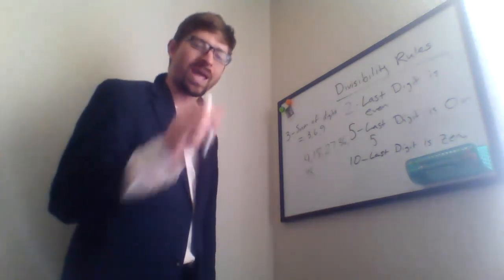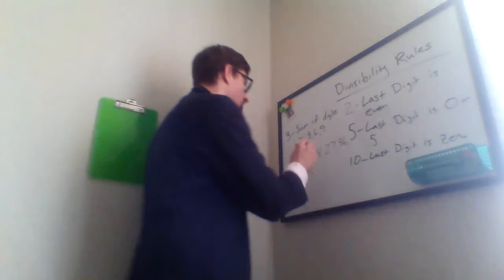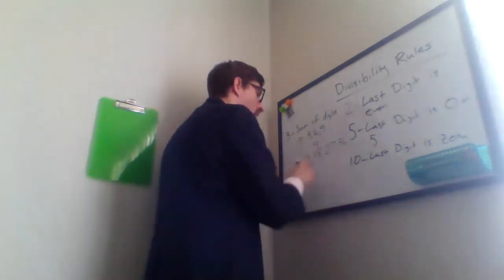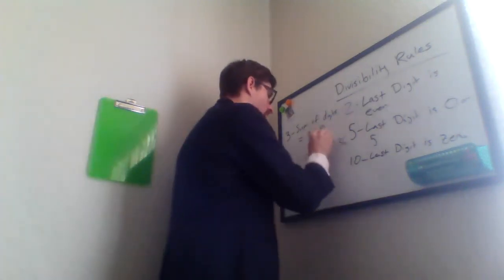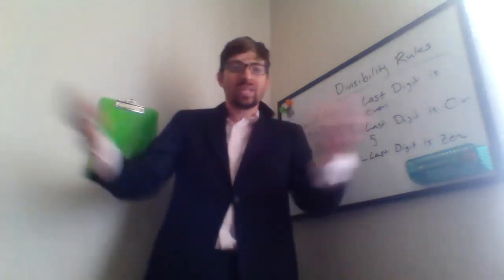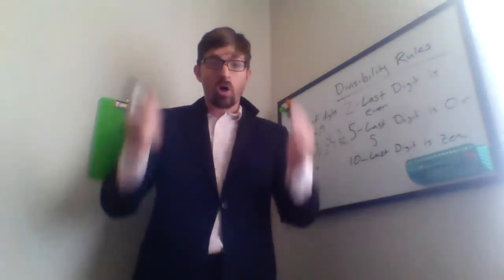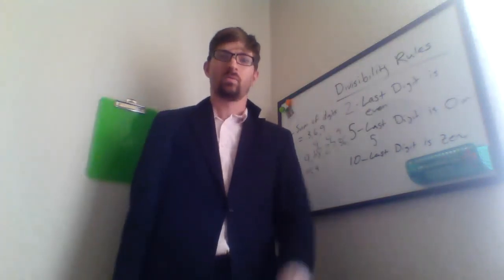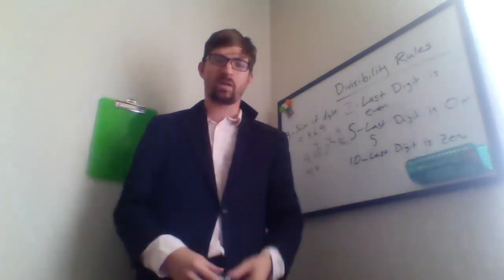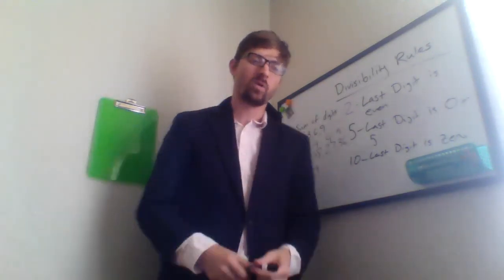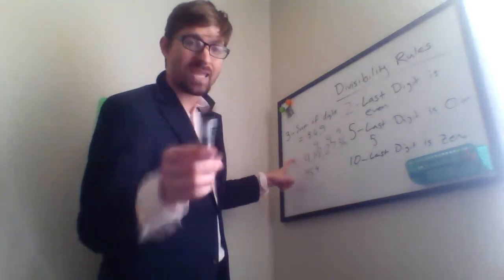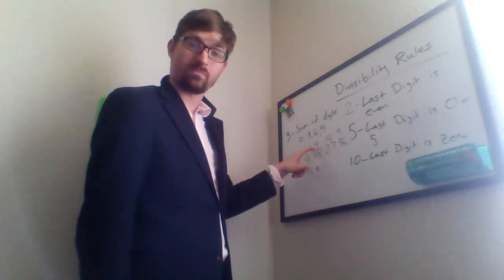Now, add those digits together. What's 1 plus 8? 9. What's 2 plus 7? 9. What's 3 plus 6? 9. What's 4 plus 5? 9. What's 5 plus 4? 9. What's 6 plus 3? 9. They all equal 9. Right? That blew me away when I found that out, or at least when someone else showed me that. That is how we know it's divisible by 9, when we take the sum of the digits and it equals 9. Okay?